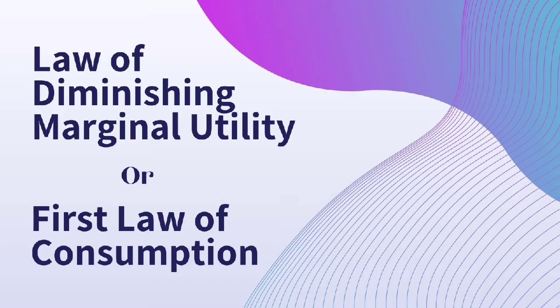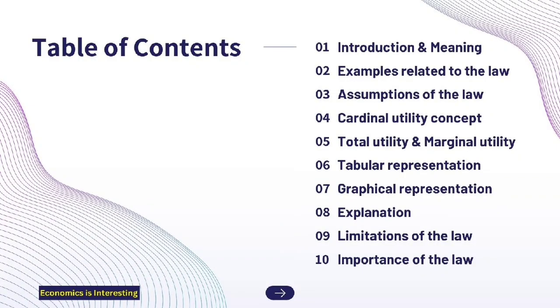So let us not waste a lot of time and get started quickly by understanding the law of diminishing marginal utility. So get set go. In this answer, we will be learning about the introduction, followed by the meaning of the law, and you will be getting examples related to the law, usually real life examples. Then you will be learning about the assumptions of the law, followed by the concept of cardinal utility, also total and marginal utility, followed by table and graph with its explanation, which is very, very important, and limitations and importance will be following it at the last. So let us learn the answer straight away.